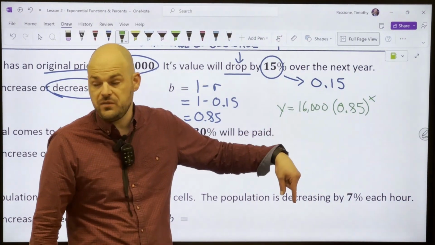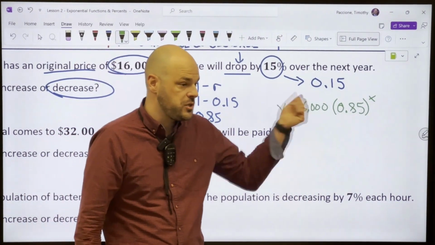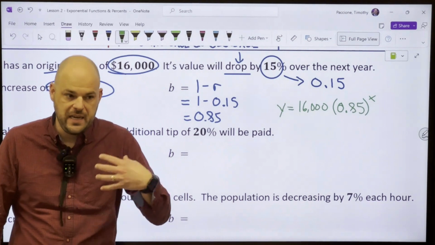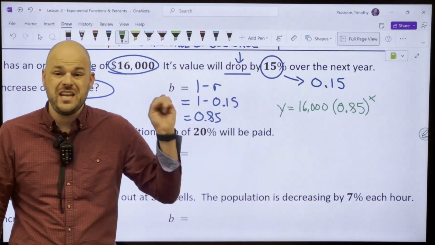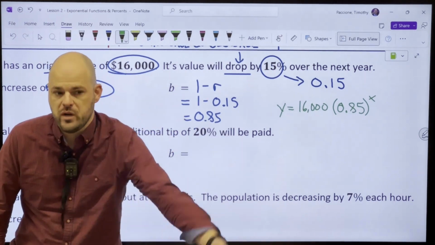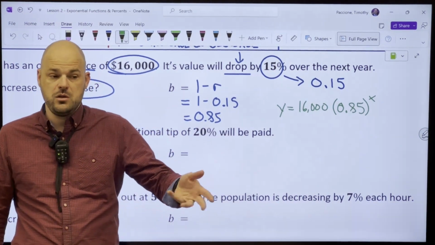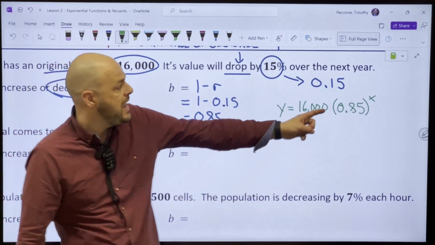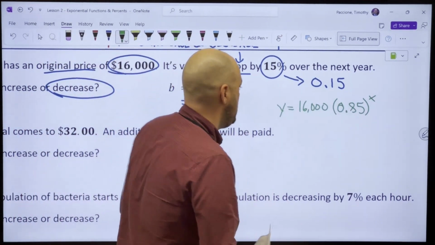If you're going down 15% a year, well then first year, you'd multiply by 0.85. You'd find 85%. And then another year goes by, and you take that number and you multiply by 0.85 again, and then 0.85 again. And the repeated thing you do is you just keep multiplying by 0.85 x times. X is the number of years.